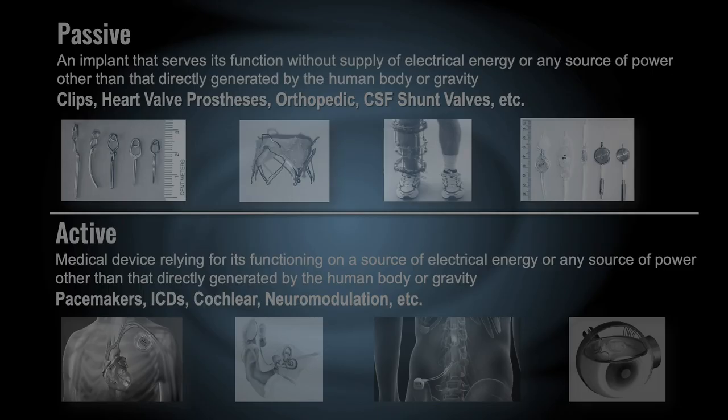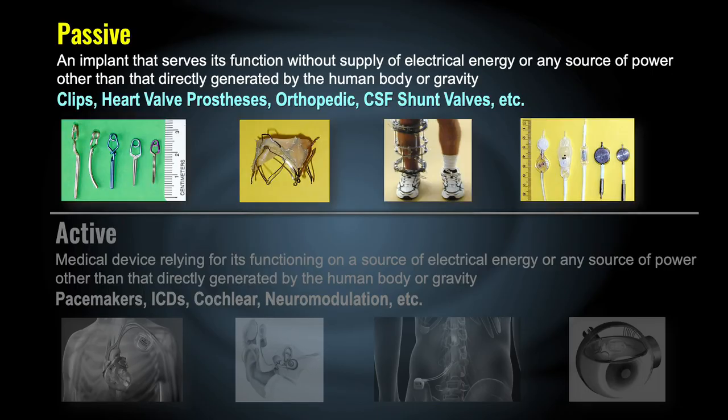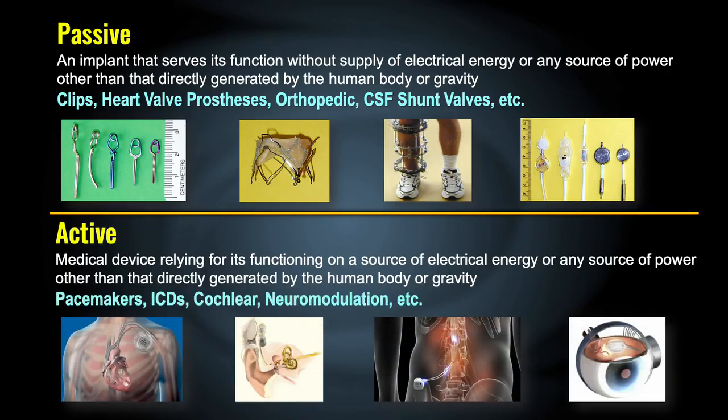Medical implants and devices are commonly divided into two main categories, passive and active implants. A passive implant serves its function without supply of electrical energy or any source of power other than that directly generated by the human body or gravity. Examples of passive implants include heart valve prostheses, orthopedic implants, and programmable CSF shunt valves. Please note that my presentation specifically refers to passive implants only.